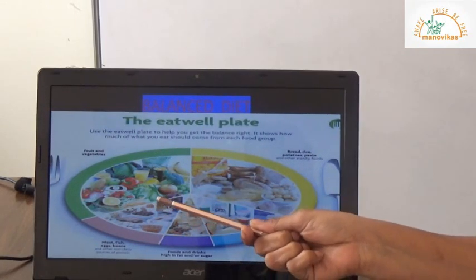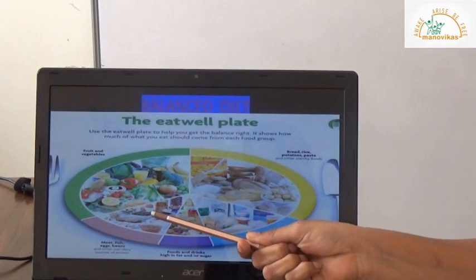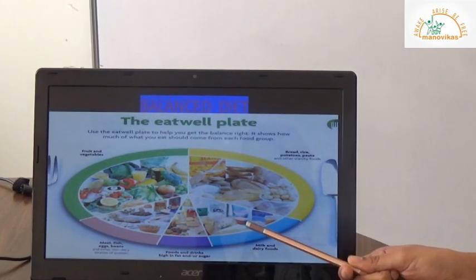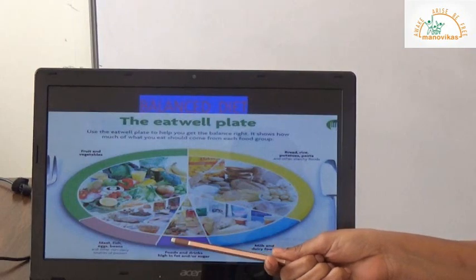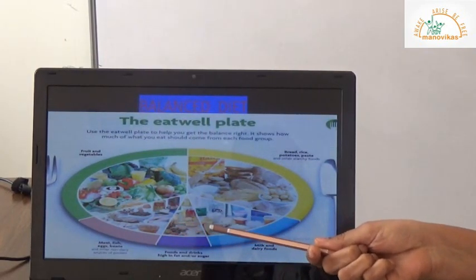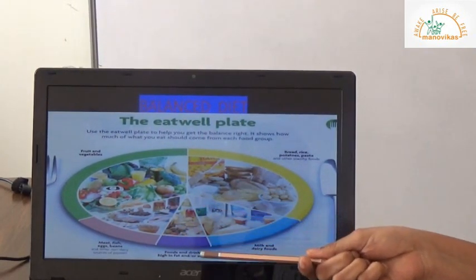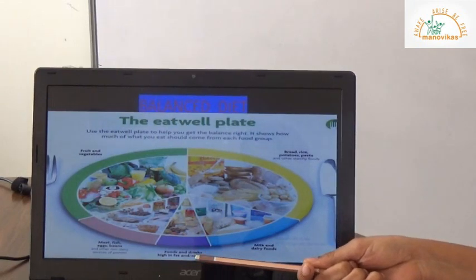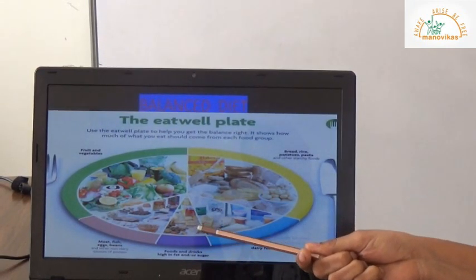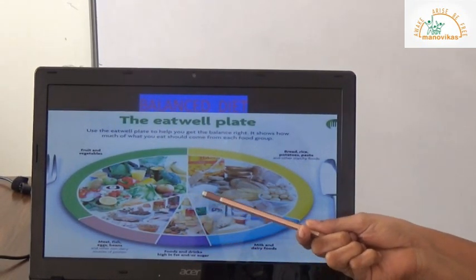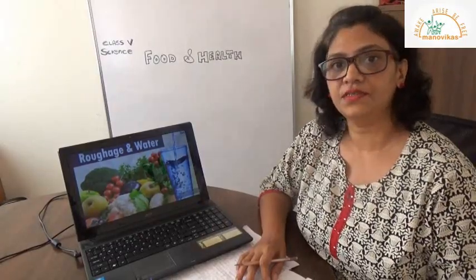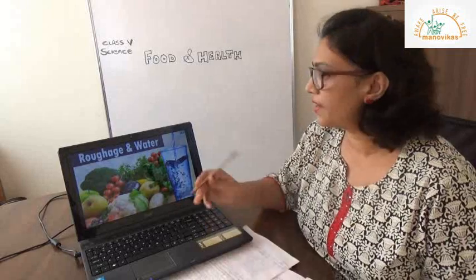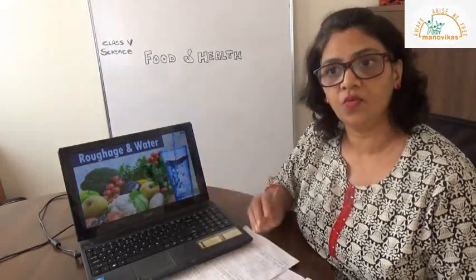from meat, fish, eggs, pulses and milk products or dairy products. The smallest section here in purple consists of foods and drinks high in fat and sugar. So that has to be eaten in the least amount. Apart from nutrients, our body also requires roughage and water.